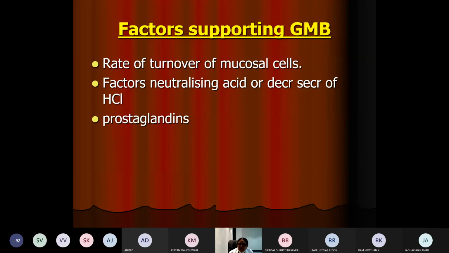Factors supporting the GMB: the rate of turnover of mucosal cells, factors neutralizing acid or decreased secretion of HCl, and prostaglandins.